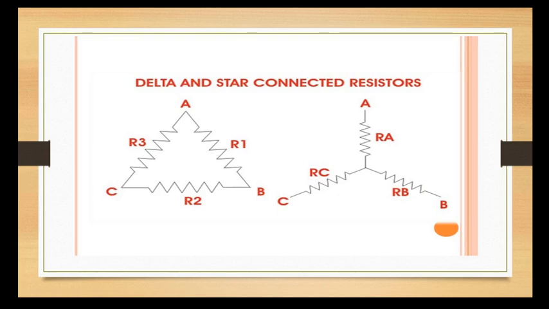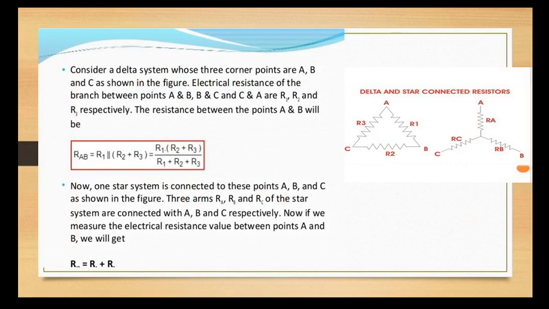Okay, so here we take the first transformation, that is, delta into star transformation. Here we have the delta connection and also the star connection. See, we are going to measure the resistance between the points A and B in the delta connection. So what is the total resistance? R2 and R3 are in series and that is in parallel with R1. That is the total resistance between the points A and B in a delta connection: R1 parallel with R2 plus R3.